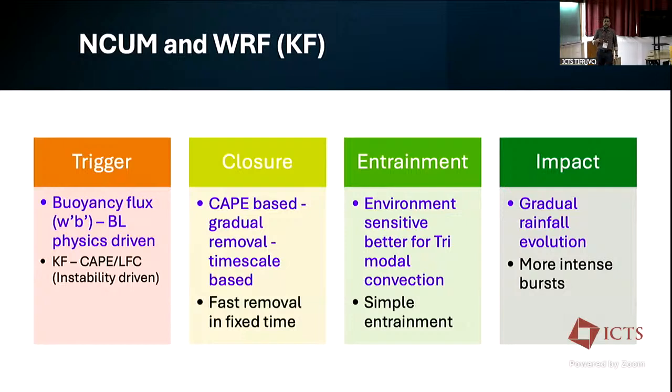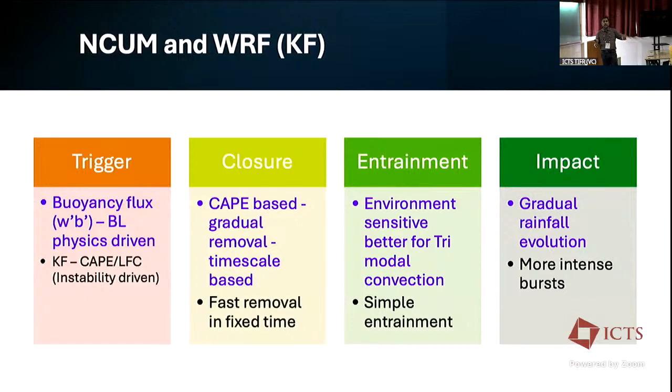Kain-Fritsch is also a mass flux convection scheme. But the basic difference between the UM convection scheme and the KF is that, like I said, it is boundary layer driven, because the buoyancy flux from the boundary layer is what drives the convection. But in KF, it is the CAPE or LFC. It's instability driven. And the closure is CAPE based, but here it is stability, a fast removal. In a fixed time, you will remove it in the Kain-Fritsch. That's why the environment is sensitive to the trimodal convection.